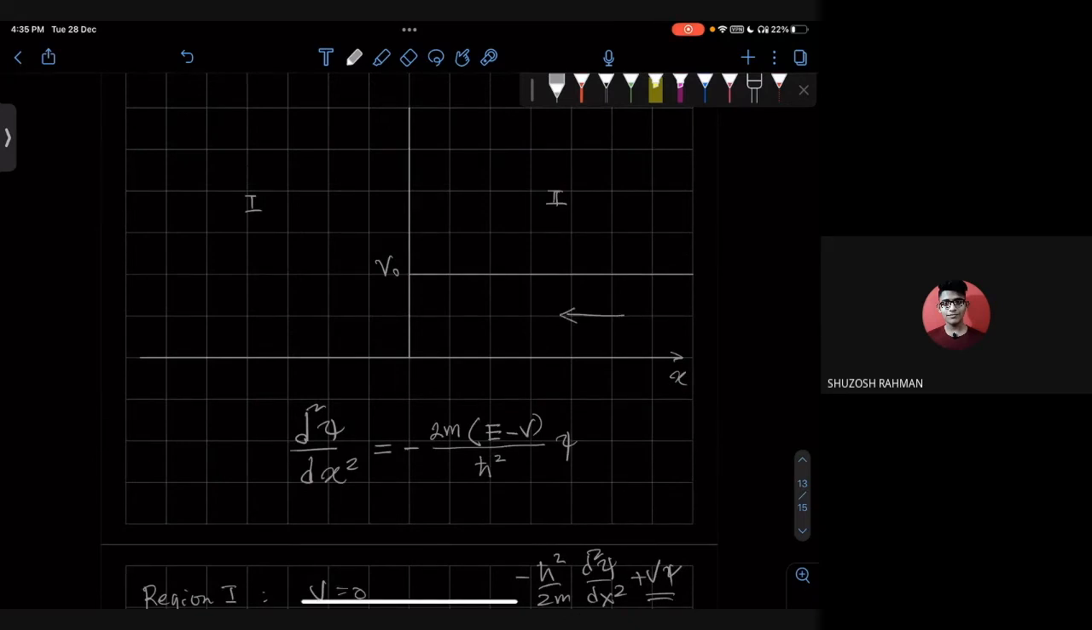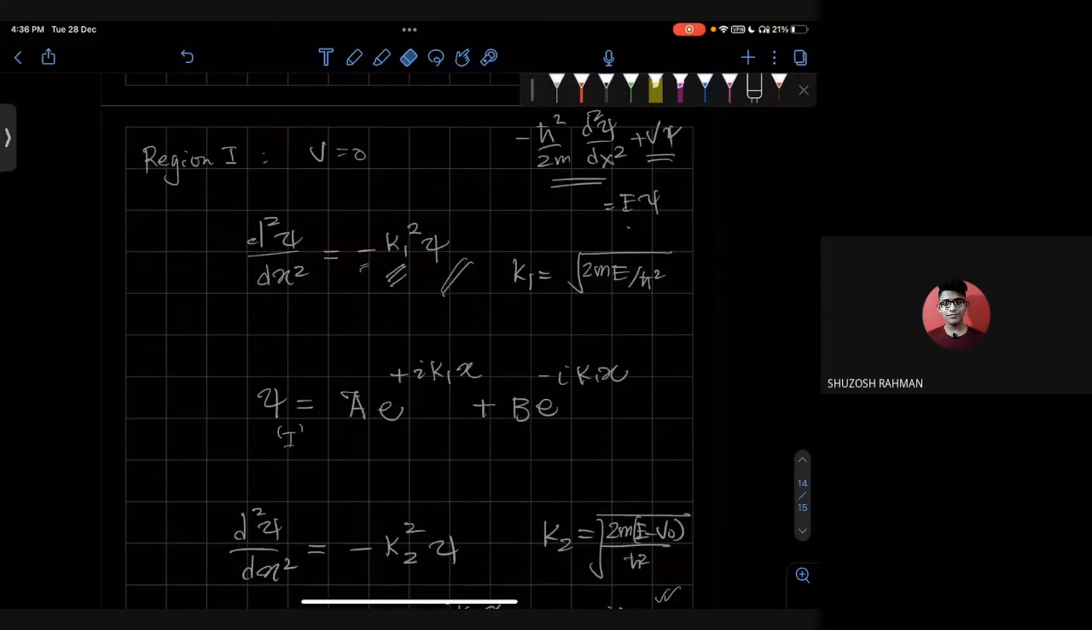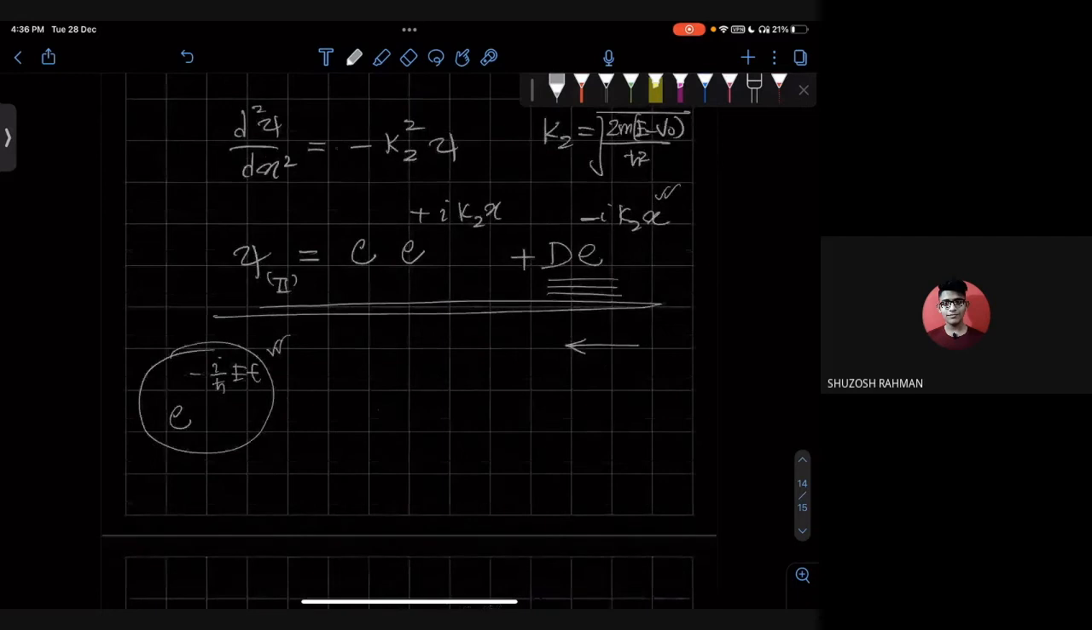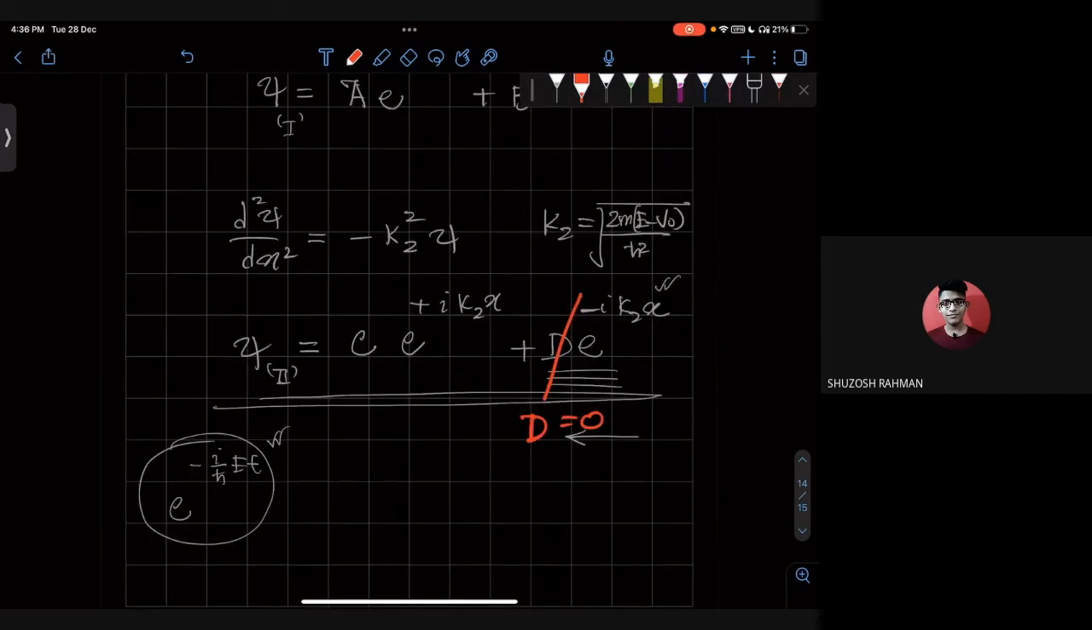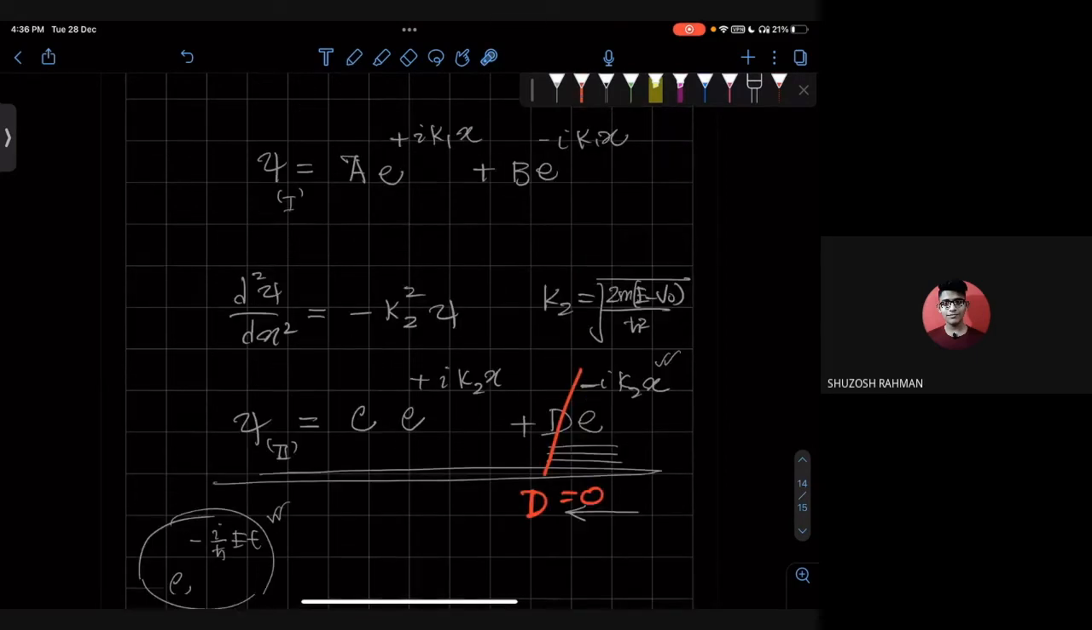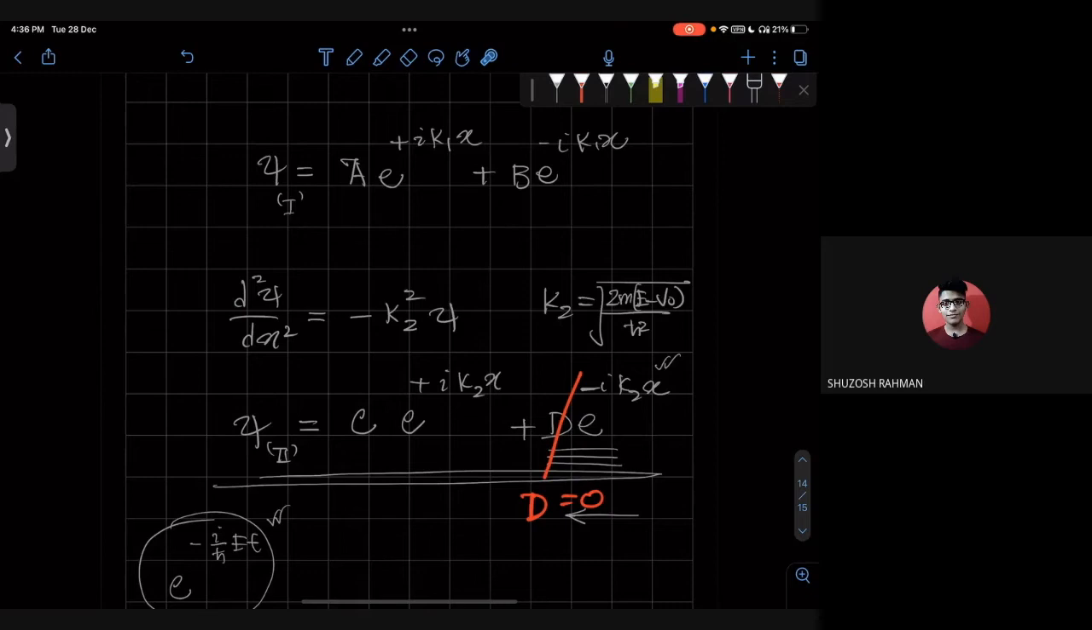because what we are expecting on physical grounds is a wave coming from here, and some of it getting transmitted, some of it getting reflected. But we don't expect this, right? And because of this, we are going to say that we can just set this to 0, d equals 0. Then our wave function in region 1 is given by this, and the wave function in region 2 is given by this.